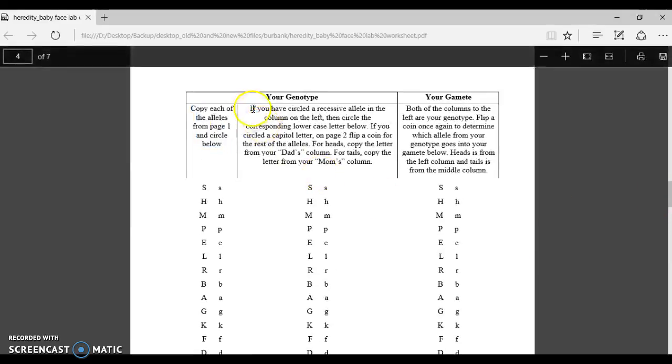And now the next one is based on your parents. This is where you need a penny, because given a certain situation, you may need to flip a coin. So a penny or whatever coin you might have in your pocket.